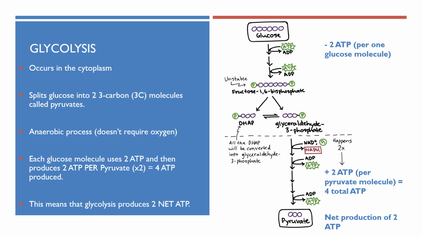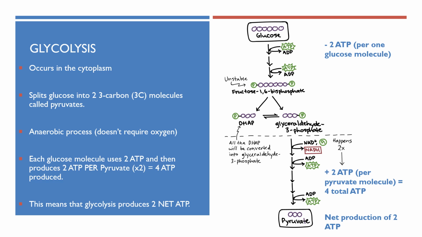And so if we look at the picture over here, you see our molecule of glucose. In order to break it down, we have to invest ATP. We have to invest energy. And so we end up investing 2 ATP per 1 molecule of glucose. This ultimately makes this molecule into a fructose 1,6-bisphosphate. This is unstable, and so it ends up splitting into DHAP and glyceraldehyde 3-phosphate.